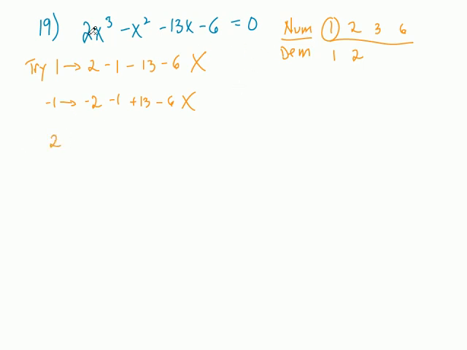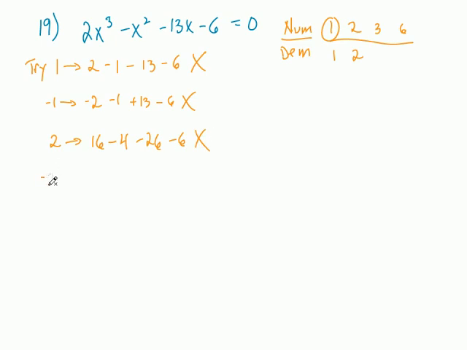So let's put a 2 in for this. 2 cubed is 8, and then times 2 is 16. Minus, put a 2 in for this. 2 squared is 4, so there's a 4. Put a 2 in for this. That's 26. That would be minus 26 and then minus 6. Does that come out to be 0? 16 minus 4, that's 12, minus that. Nah, that's not going to be a 0, so that doesn't work.